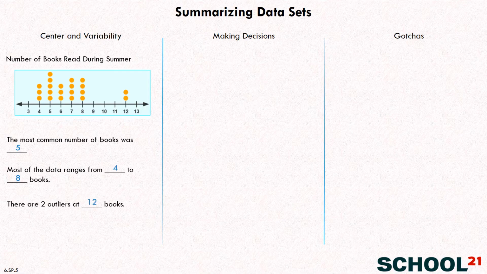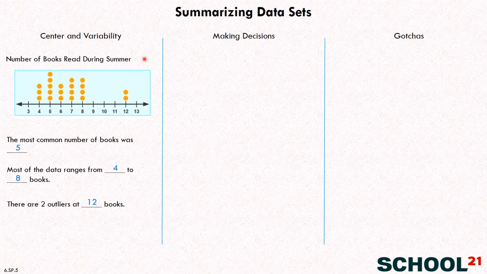Now, why is this important? Well, if you were just to list all of these data here, as numbers, you probably wouldn't be able to call these things out. But what you want to do is be able to tell people when you do a study or any sort of thing where you're displaying data, what the meaning of that data is. And you can see that the meaning here is that the most common number of books was 5. Most of the students read between 4 and 8 books. And there were 2 students who read 12 books. So that was really impressive. And that's all from just looking at the dot plot here.